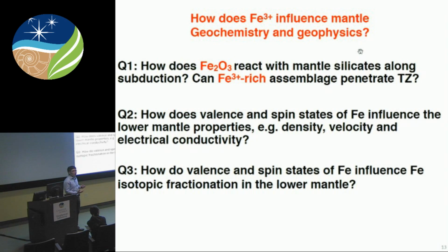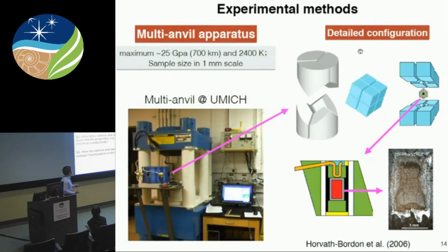The first one is, how does hematite react with mantle silicates along subduction, and how do trivalent cations influence slab morphology? The second question is, in the lower mantle, how do the valence state and spin state of iron influence density, sound velocity, and electrical conductivity? And the third question is, how does iron isotopic fractionate between bridgmanite and ferropericlase at lower mantle pressure-temperature conditions? As an experimentalist, I use both multi-anvil and diamond anvil cells to conduct experiments to understand those questions.